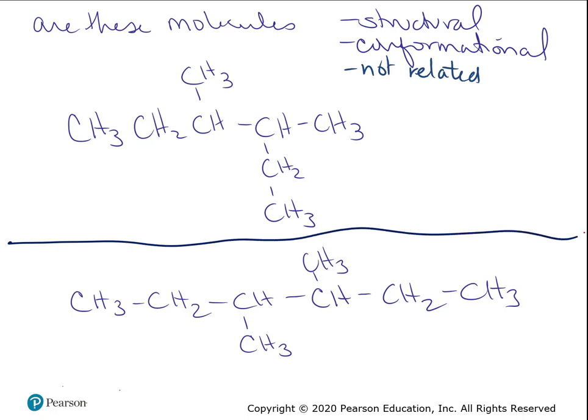So first group, carbons, how many? This is C what? C8. And then H.